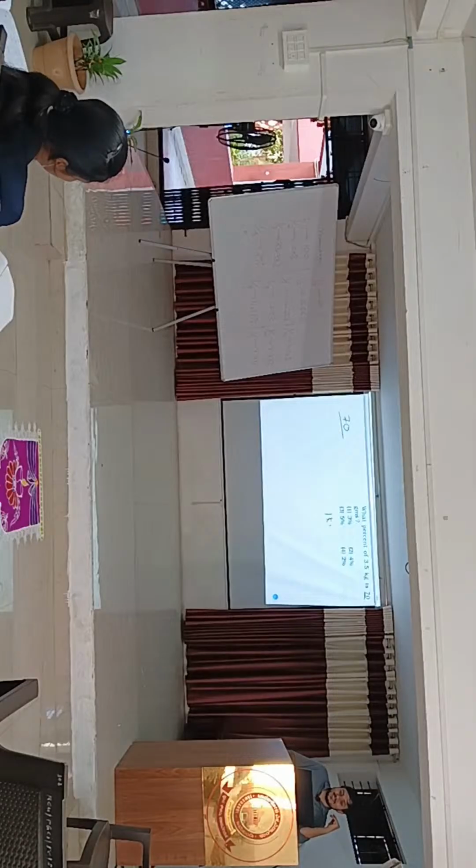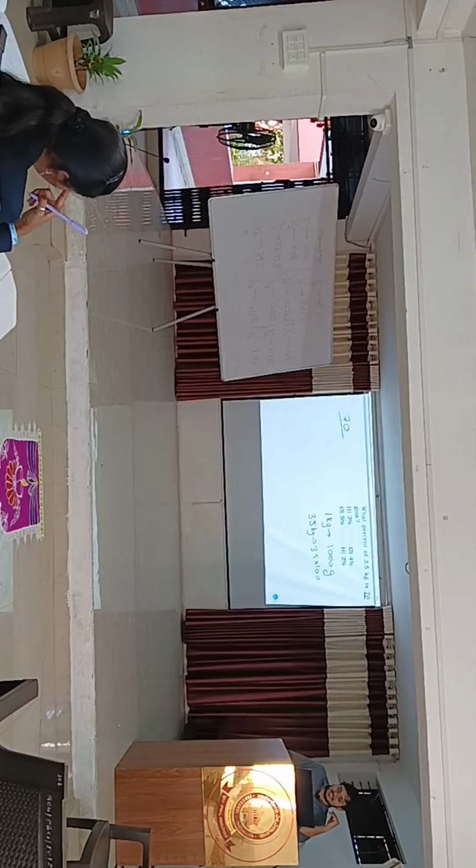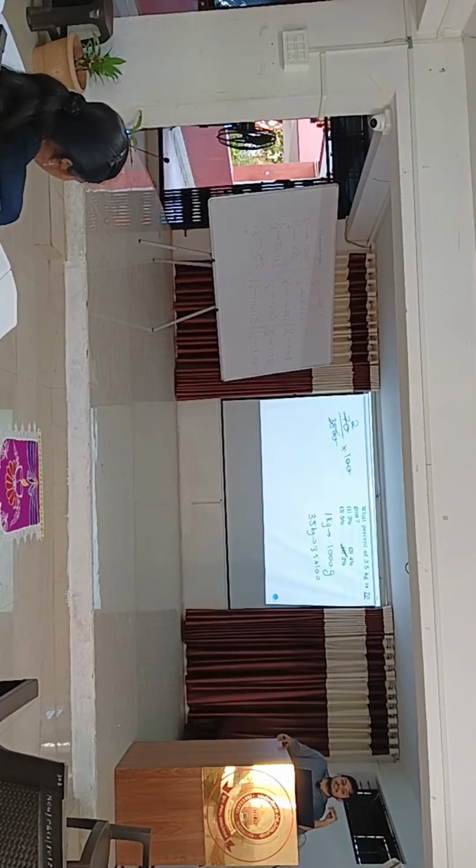1 kg is how many grams? 1000 grams. So 3.5 kg is 3500 grams. The zeros and the point get cancelled. 3.5 into 100, zeros cancel. 35 ones are 35, 2s are 70. What's the answer now? 2%.